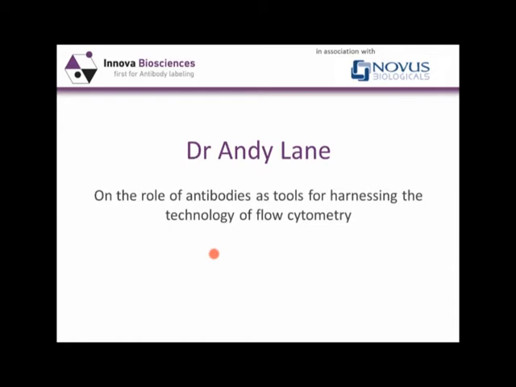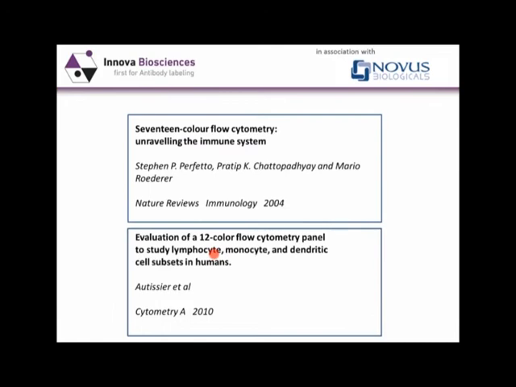And I'd like to focus more on the role of antibodies as tools and reagents, really to get the most out of modern-day flow cytometers. One of the points I'd start with is really in highlighting the power of these instruments. I've put a couple of references up here, and the first one, the paper from Stephen Perfetto, is actually now 8 years old, and this was a real benchmark paper at the time of its publication. It was talking about 17 color flow cytometry and using all of those different markers to unravel detailed subsets of the human immune system.